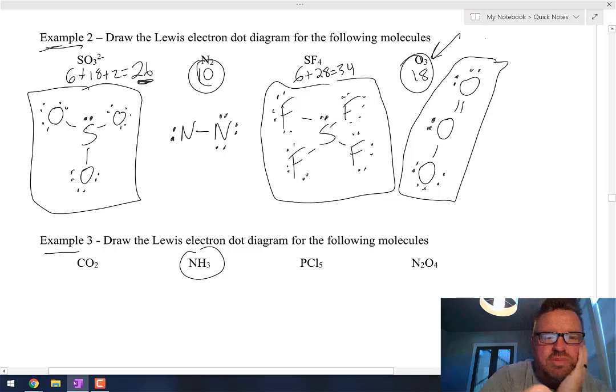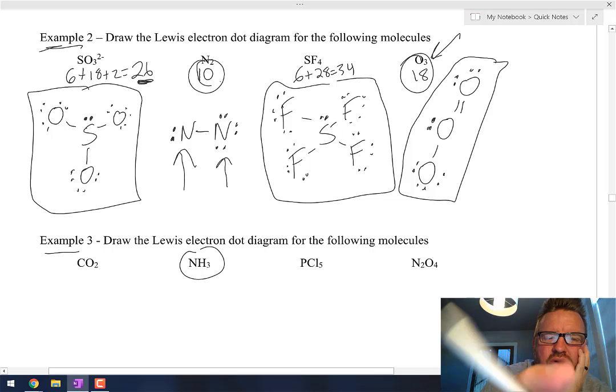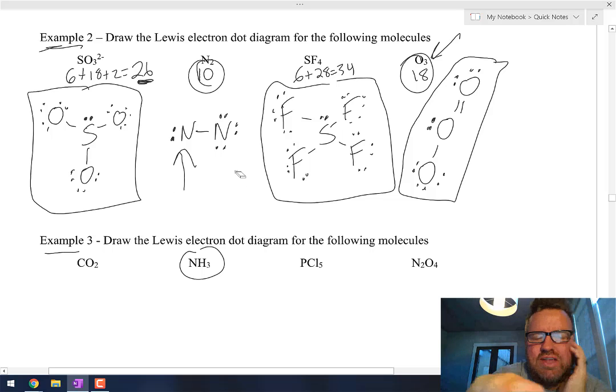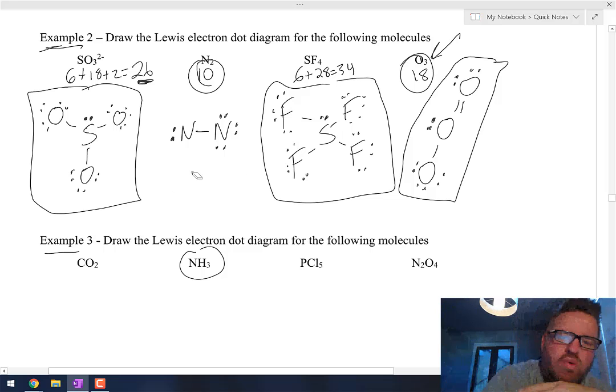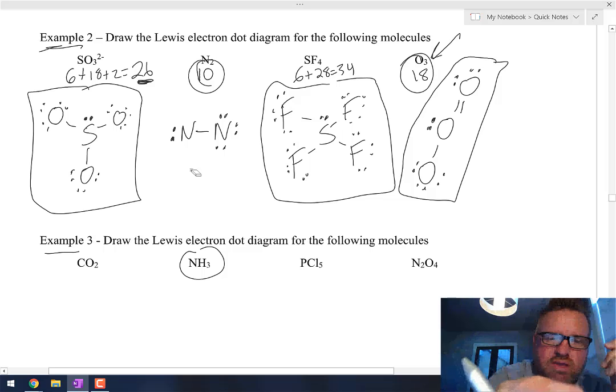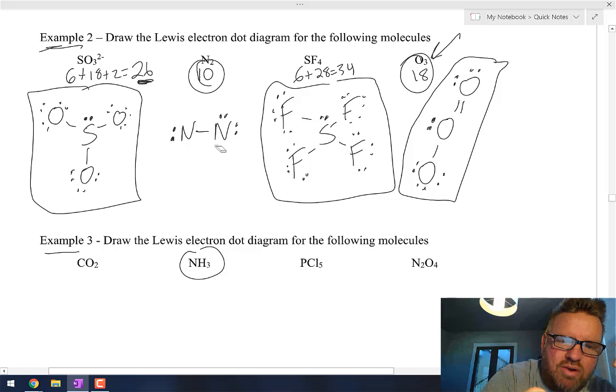Now with nitrogen back here, the nitrogen on the right does have 8. The nitrogen on the left, though, only has 4, doesn't it? It's got the 2 dots plus the bond. That only makes 4. So, well, what am I going to do? Well, what I've been taught to do: I take electrons from one of the outer atoms and make a double bond.